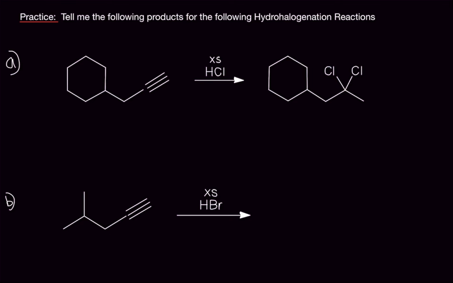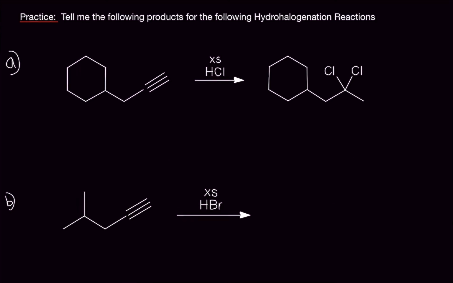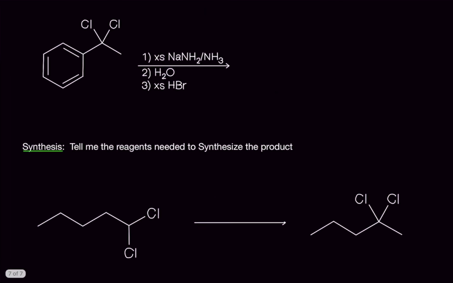HBr, excess. Bromine's going to bond to the more substituted carbon. This is the more substituted. So bromine, and we sacrifice the alkyne and change it to an alkane. And we get this. It's pretty fast, right? Not too bad.